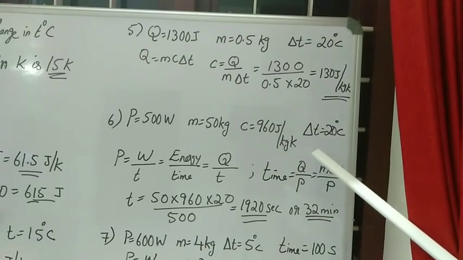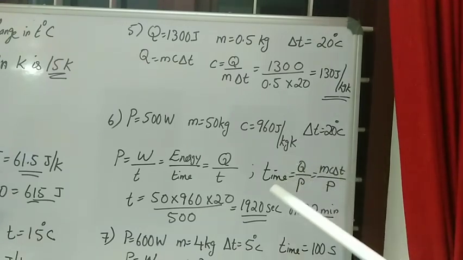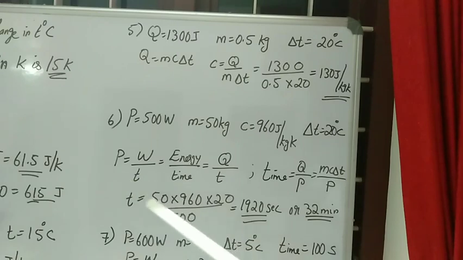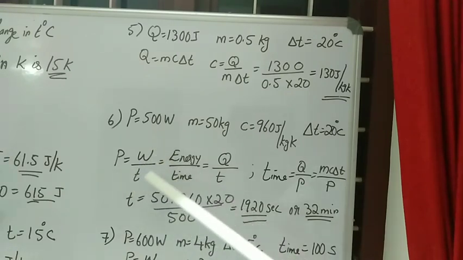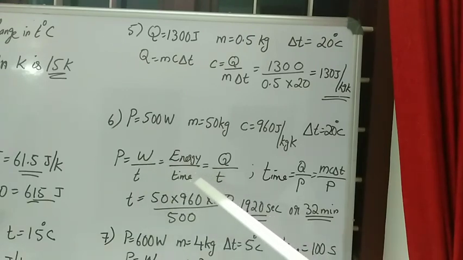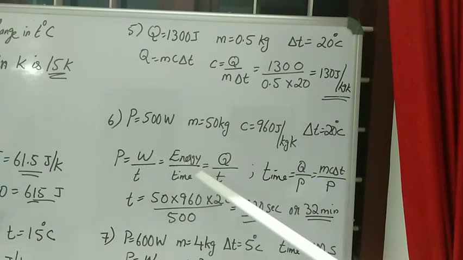You are asked to calculate how much time it will take. We already studied the formula for power in the last class. Power is equal to work by time. We already know work and energy are interrelated. Work and energy are the same. So instead of work, we can write power is equal to energy by time.